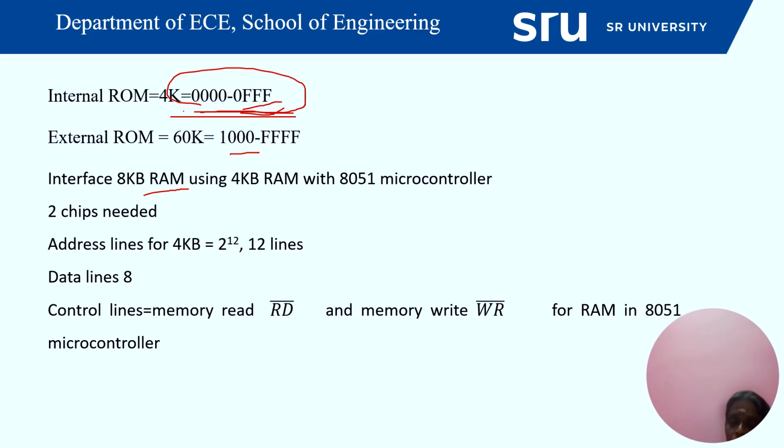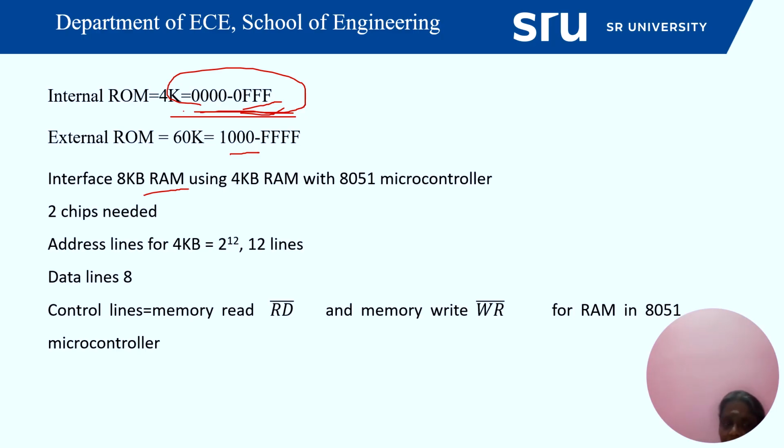So as usual, in the ROM 4K is available, but we are going to design 4K using 2K chips. In the same way, for 8 kilobyte RAM, in the market 4 kilobyte RAM is available. So we need to use two chips of 4 kilobyte RAM in series, and both are connected in series, and it is connected to the 8051 for interfacing. So finally we will get 8 kilobyte RAM. So here two chips are needed. So I told you already.